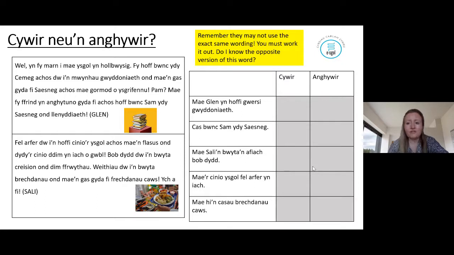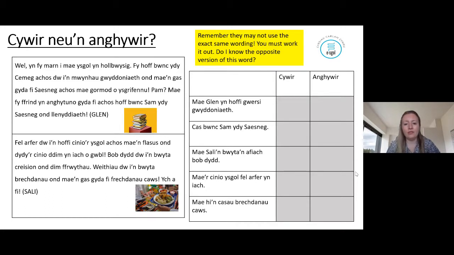Okay. Number 2, cas bwnc Sam ydy Saesneg. Now, hoff bwnc we know is favourite subject. So cas bwnc is the opposite, least favourite subject. Okay, so Sam's least favourite subject is Saesneg, is English. Now, what you've got to do here is look in the text for bwnc and Sam in the same sentence. So bwnc is subject and Sam is obviously the person. So look for bwnc and Sam in the same sentence, which we've got in the last but one line. And it says hoff bwnc Sam, so Sam's favourite subject. Now, is hoff bwnc the same as cas bwnc? No. So that statement there would be anghywir, false, okay?